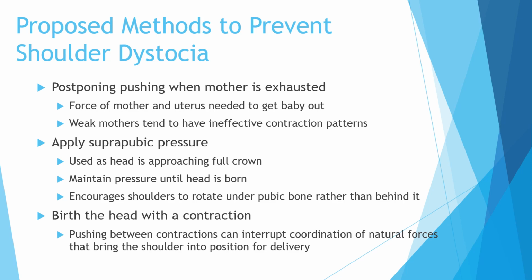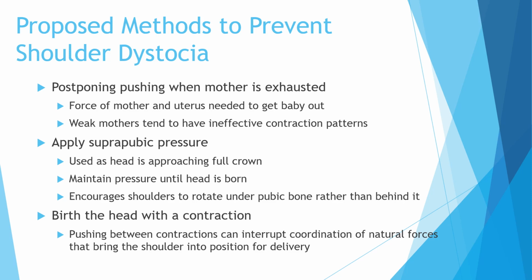Apply suprapubic pressure tends to be more in the hospital setting, but it's a way to, the head is out, the shoulders are a little tight space. You can help manually shrink the shape and the size of the shoulders to deliver the baby. Maintain the pressure until the head. So you have to work as a team. Your birth assistant would apply the pressure over the mom's symphysis pubis, and then the midwife care provider would rotate the baby. Encourages the shoulders to rotate under the pubic bone rather than behind it.